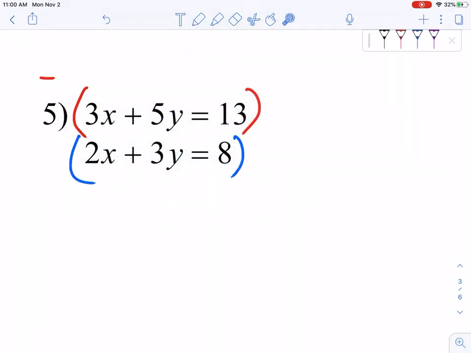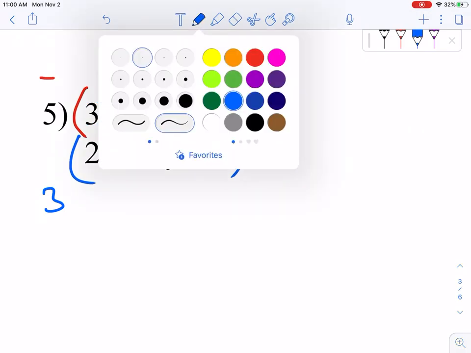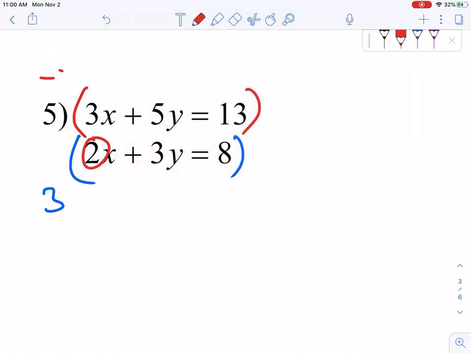And we can either eliminate the x's by multiplying a 2 to the top and a 3 to the bottom, or we can eliminate the y's by multiplying a 3 to the top and a 5 to the bottom. Doesn't really matter. So I'm going to do my x's because my numbers are smaller. So for my bottom equation, I'm multiplying this 3 to everything. For my top equation, I'm multiplying a 2 to everything.